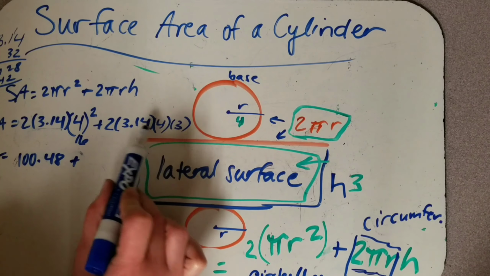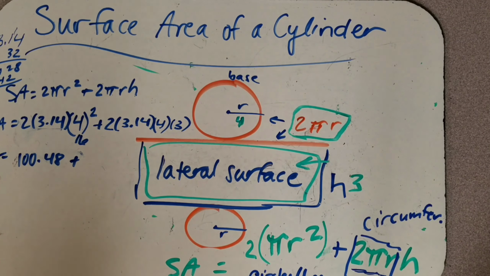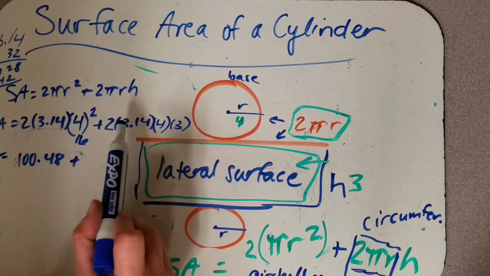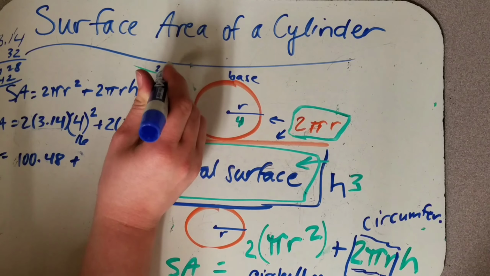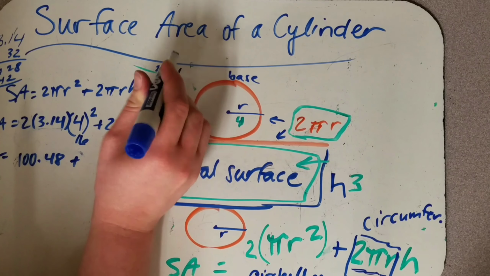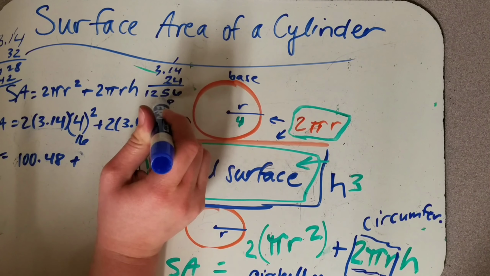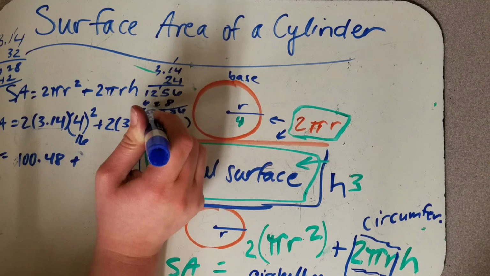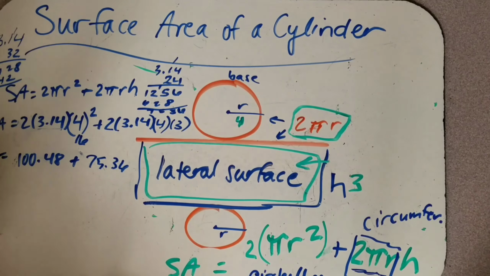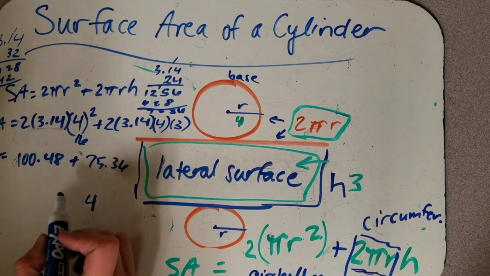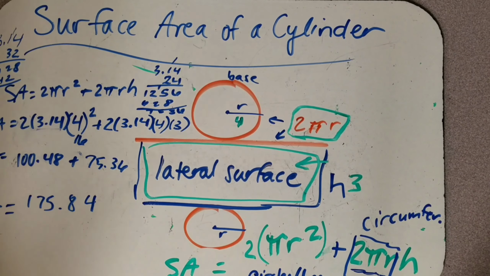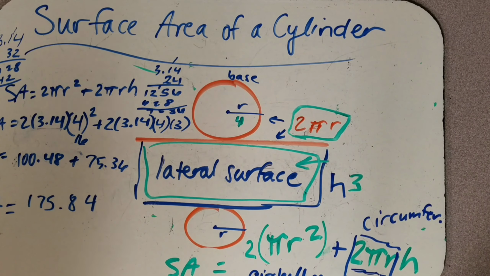2 times 3.14 times 4 times 3. No exponents in this one. So we can use that same multiplication property where we do it in any order, right? So let's take 2 times 4, that's 8. 8 times 3 is 24. Now we have to multiply it by our decimal number, right? So 3.14 times 24. That gives 75.36. Okay, so then all we have to do is add that part together. 175.84. That's gonna be your total surface area for this cylinder.